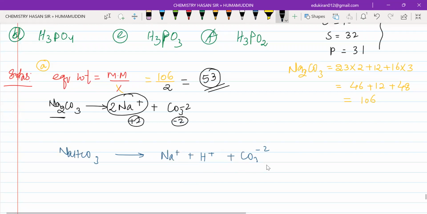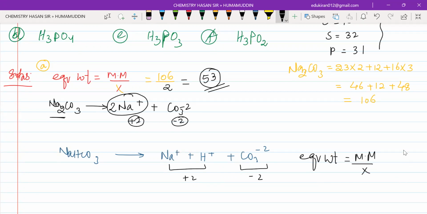Total positive plus 2, total negative minus 2. Equivalent weight is molar mass upon X. Molar mass is 84 and X is 2. It is a salt, so we will treat it as a salt. 42 is the equivalent weight of NaHCO3.